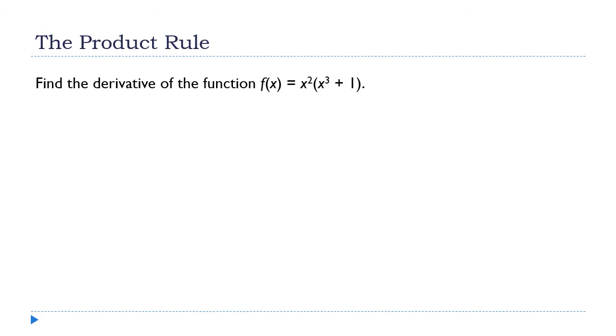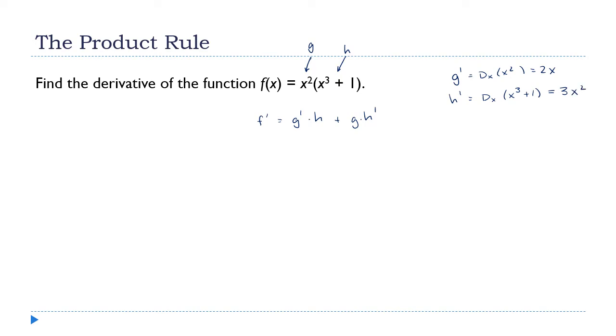This x squared, and I've already used f, so let me call x squared g of x, and this x cubed plus 1 will be h of x. And my formula says f prime equals g prime times h plus g times h prime. Well, if these are my g and h, then g prime is the derivative of x squared, which is 2x, and h prime is the derivative of x cubed plus 1, which is 3x squared.